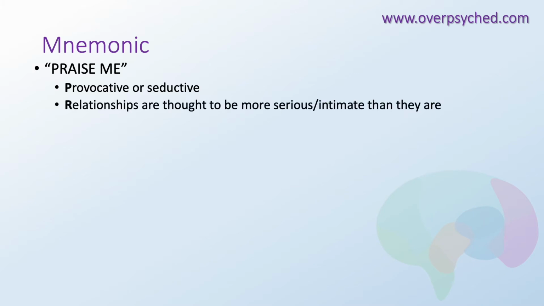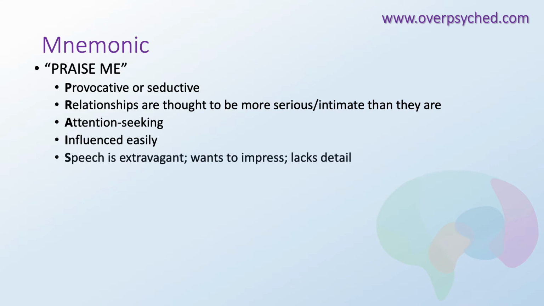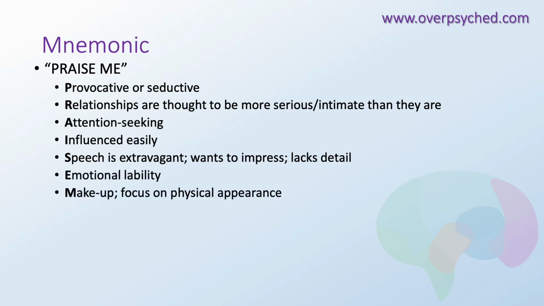A mnemonic to help remember some of these common features is the following: praise me. P stands for provocative or seductive. R is for relationships are thought to be more serious or intimate than they are. A is for attention seeking. I is for influenced easily. S is for speech is extravagant, wants to impress or lacks detail. E is for emotional lability. M is for makeup and a focus on physical appearance. And E is for exaggerated emotions.